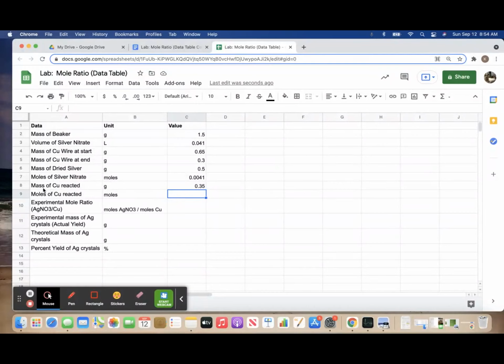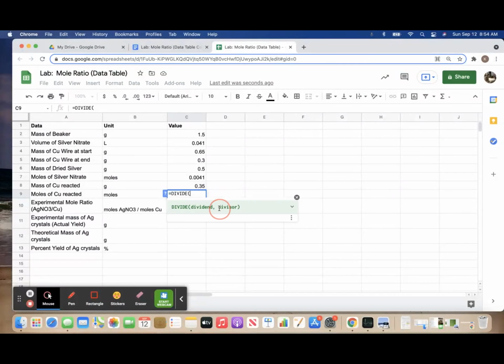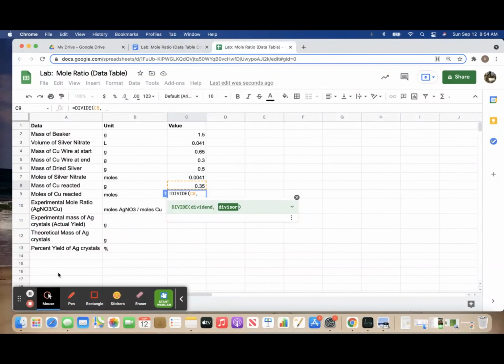Moles of Cu that reacted is going to be the mass that reacted divided by the molar mass of copper. So we'll do enter, divide, and then we're going to do the mass of copper that reacted. So we can just click that cell, comma, space, and then the molar mass of copper is 63.4. So you can go ahead and put that right here. And there's the moles.